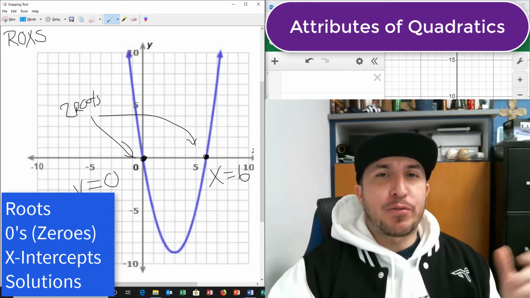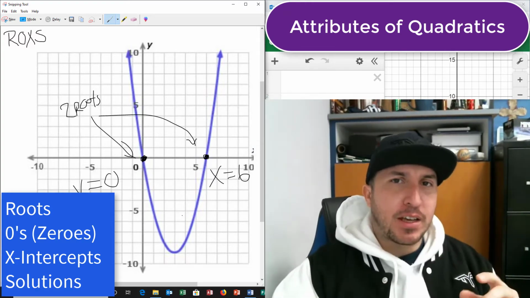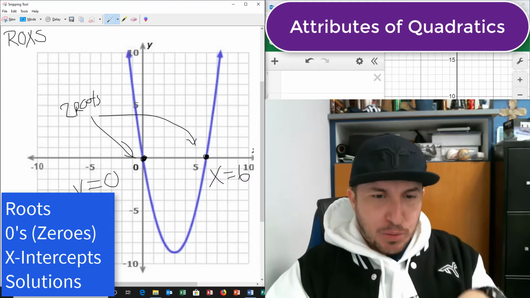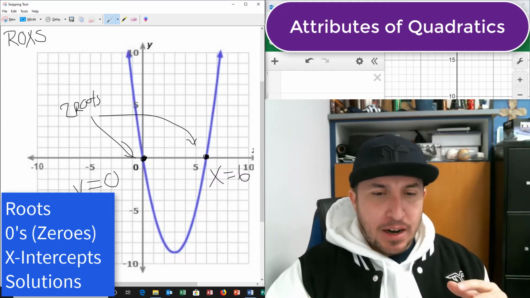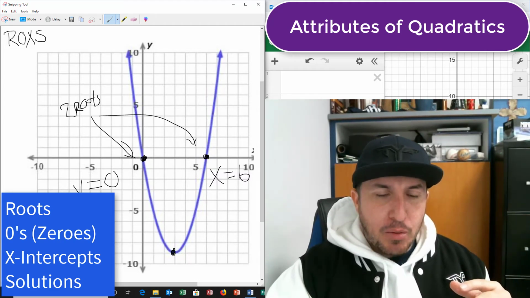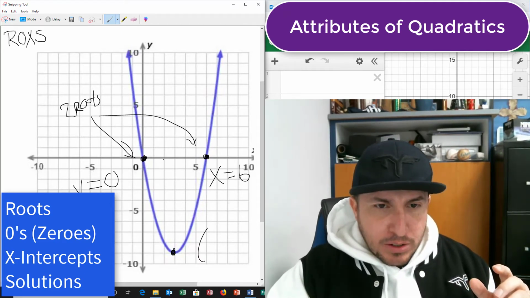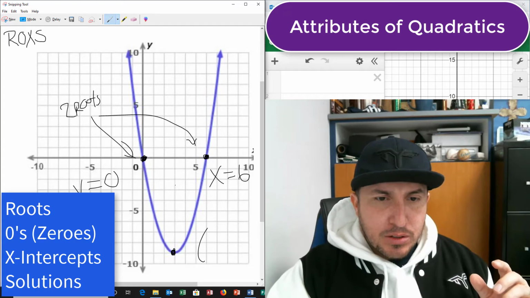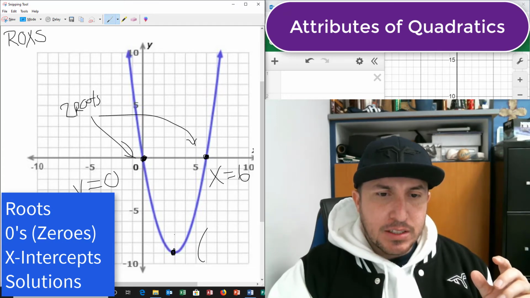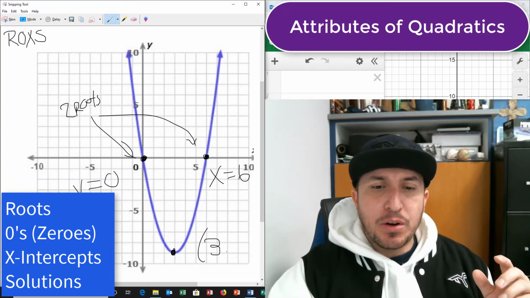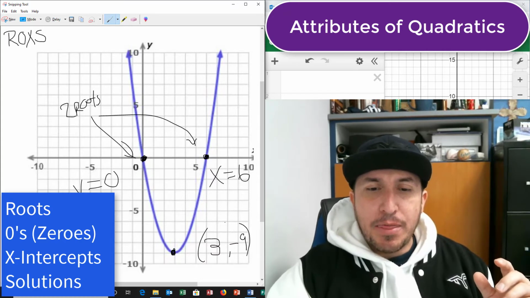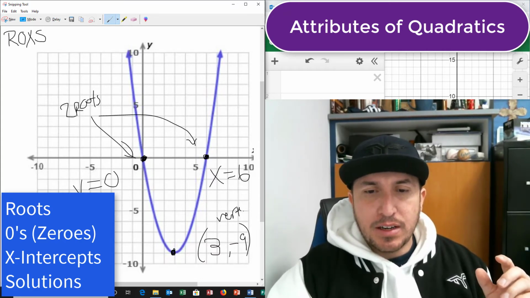Let's bring in some old information real quick. Let's see if you can find the vertex. Where's the vertex? Oh, it's right there. But give me the coordinates, please. Here it is. What is the vertex? It's 1, 2, 3, then 1, 2, 3, 4, 5, 6, 7, 8, 9. It is 3 and -9. That is the vertex. Nice job.